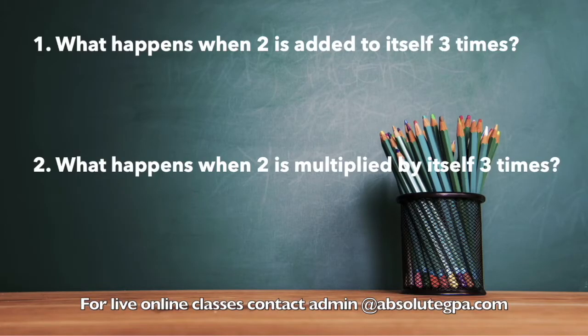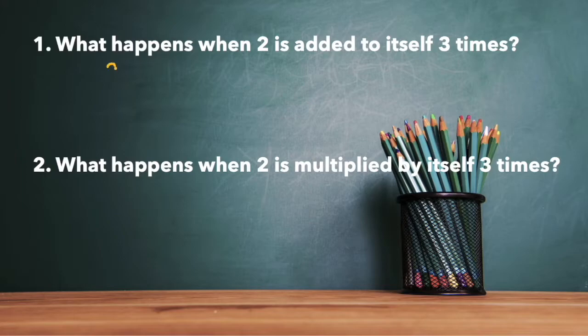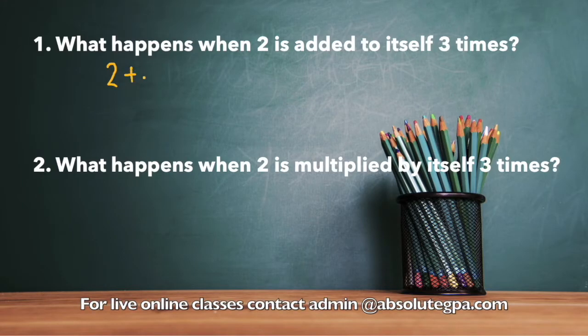Before we talk about today's topic, which is zeroth power, let's understand some of the basics of exponents. So let's look at these two questions right here. The first one is what happens when 2 is added to itself 3 times? So how do we write that? 2 plus 2 plus 2.